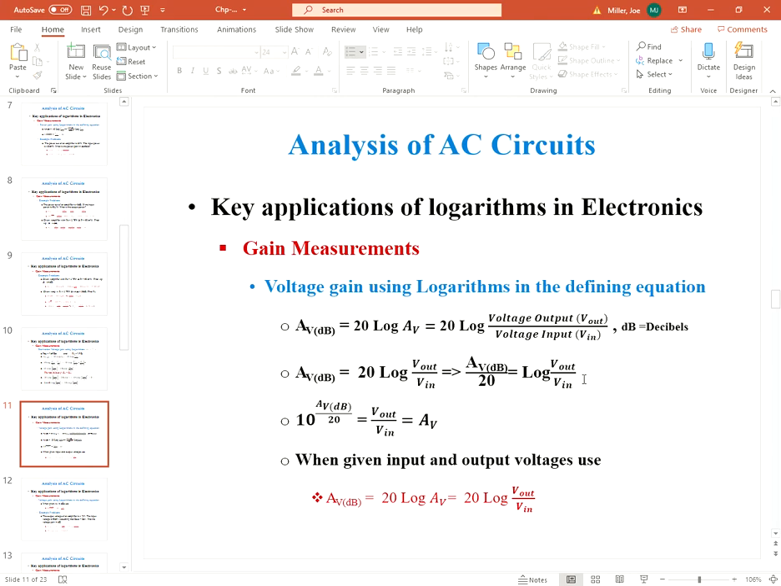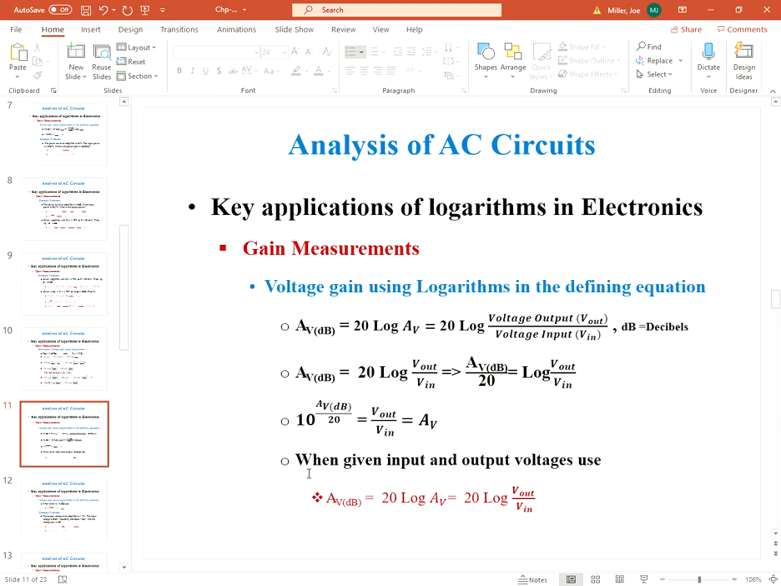Now, if we take the analog of this side, in other words, make this the exponent of the 10, this is what we have here: 10 with an exponent of A_V dB divided by 20 equals V out over V in, which of course, if you remember, equals voltage gain. And this is a useful way, this would be the exponential version of this.